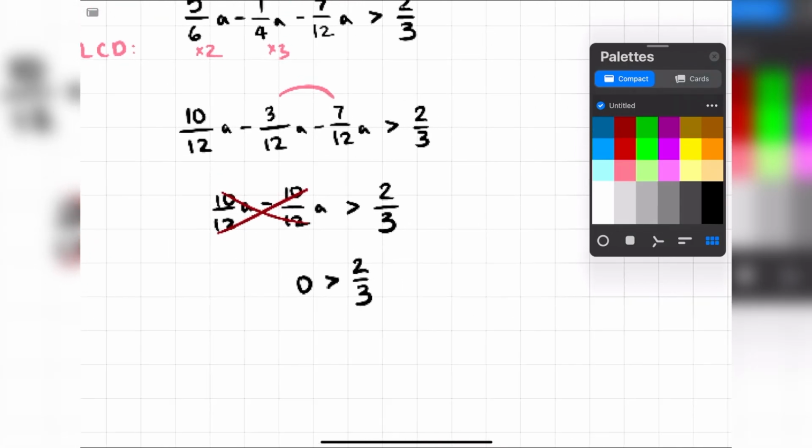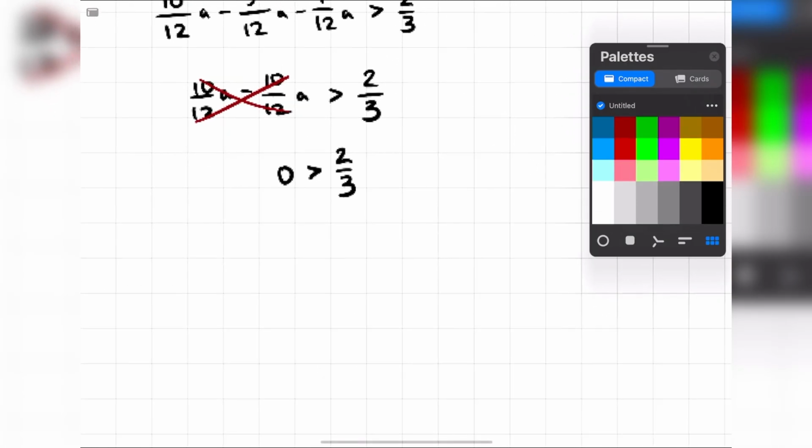Now take a second and read what you just wrote. 0 is greater than something that isn't a negative or a 0. So that doesn't work. That is a contradiction, which is your answer. Your answer is that there are no solutions. It is a contradiction. This question does not have an answer. Next question.